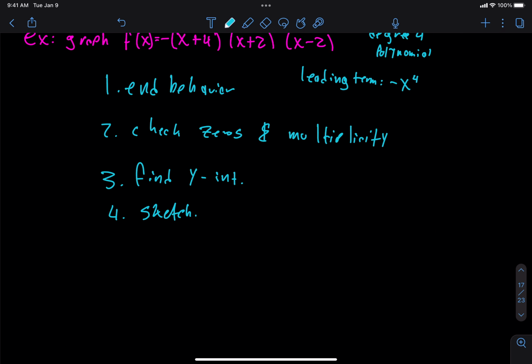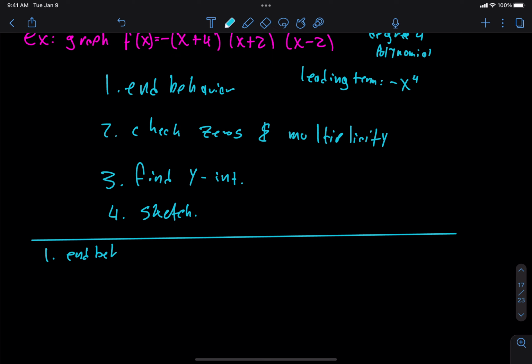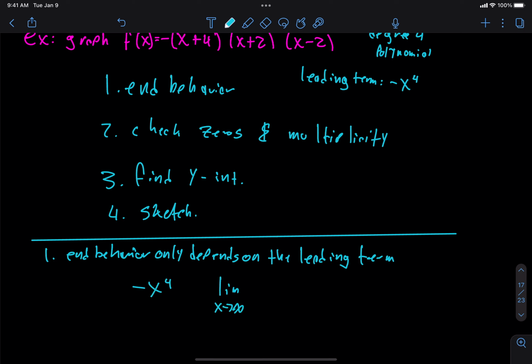So let's determine end behavior. Well, I know that end behavior only depends on what? What does end behavior only depend on? The leading term. Good. End behavior only depends on the leading term, which in this case is negative x to the 4th. So what is the limit as x goes to infinity of f of x going to be?